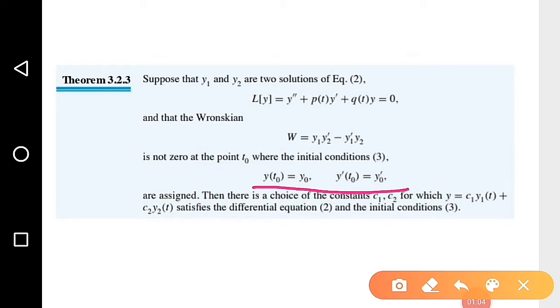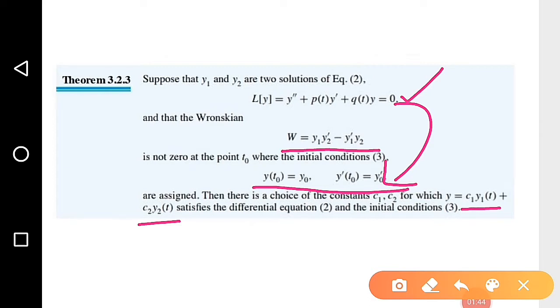So here we have an initial value problem with initial condition at t0. That is y(t0) = y0 and y'(t0) = y0'. Since this is a second order equation, we need two conditions to find the solution. So suppose that at that point our Wronskian is not equal to 0. Then the theorem says that we can find constants C1 and C2 such that the linear combination C1 y1(t) + C2 y2(t) will be the solution of this initial value problem.